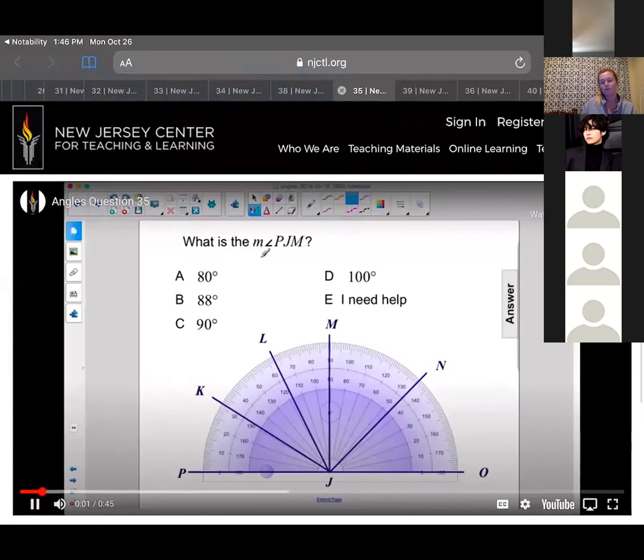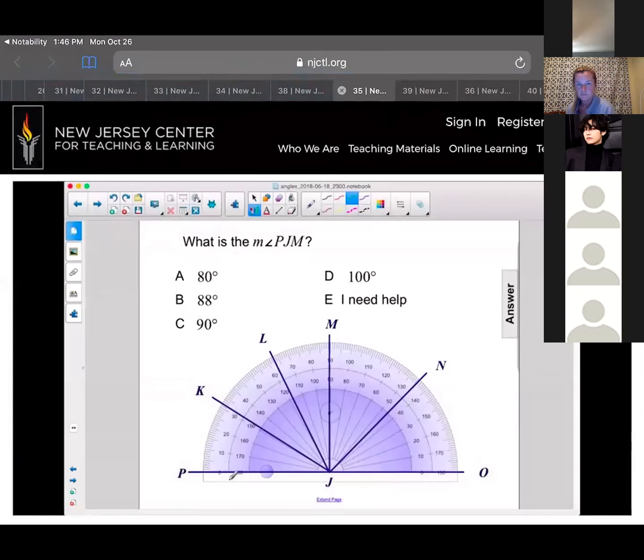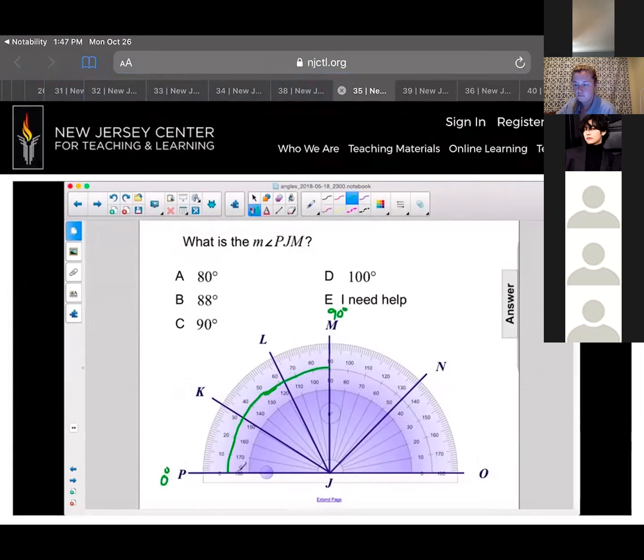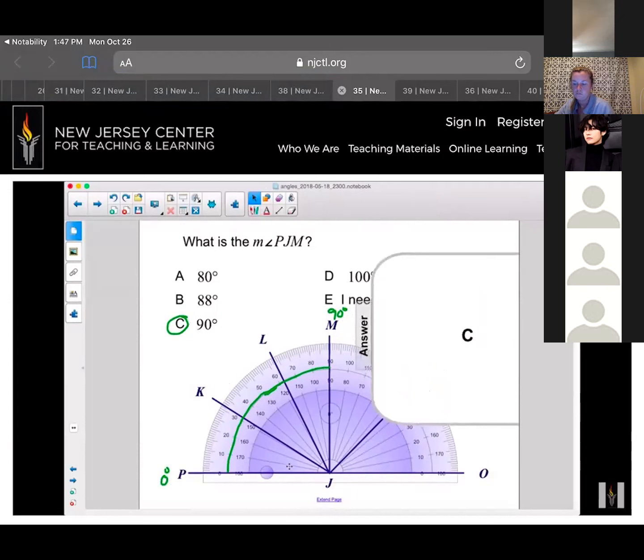What is the measurement of angle PJM? PJM. So we're looking at this angle right here, from here up to here. Now this right here is at 90 degrees, and P is at 0 degrees. So yeah, we could just look and say, oh, the answer is 90, which it is. You can also think of it like 90 degrees minus 0 degrees gives us an answer of 90 degrees. So the answer is C. And you can see that this is a right angle. From this line to this line, we could draw a little square there.